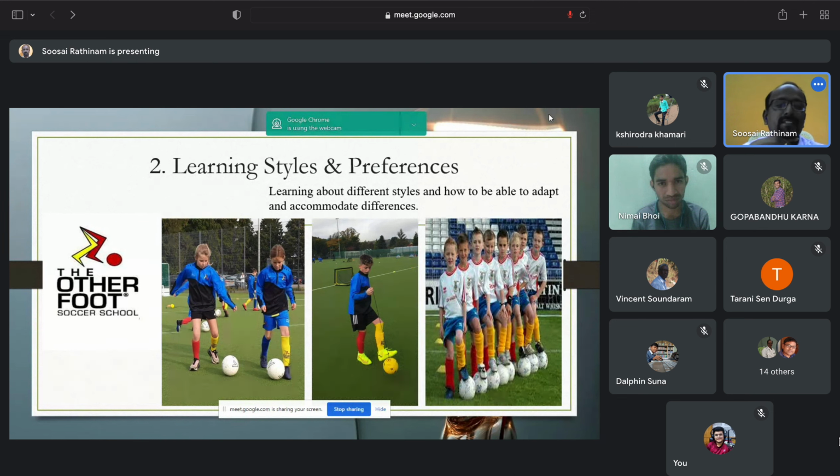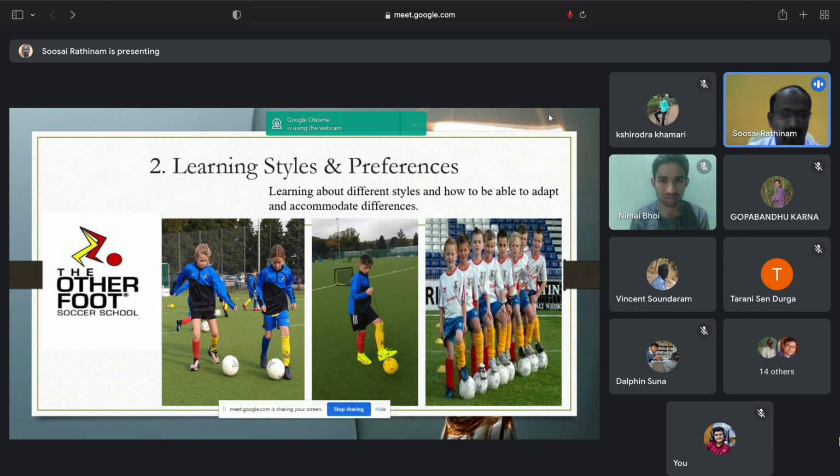It has been proved that the players have made a lot of progress. You could also surf their Facebook page, the Other Foot Soccer School, and find out that the players could engage themselves and become good football players, it seems. So the Other Foot Soccer School has adopted a new learning style, thinking that it could create good football players.